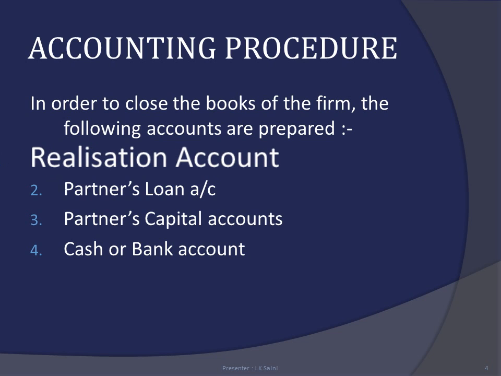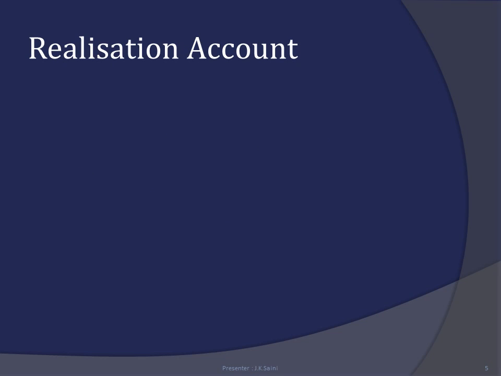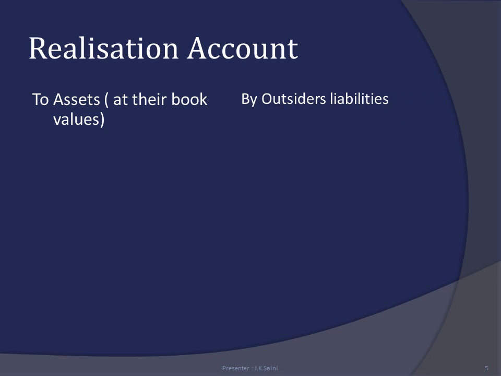The main account is realization account. Let us proceed to see how entries are made in the realization account. This is the major account, and this account, as I told you earlier, is prepared to close the assets. The assets are closed by putting on the debit side. All assets have debit balance. These are closed by crediting, and the realization account is debited. Outside liabilities have credit balance, and these are closed by debiting outside liabilities and crediting realization account.